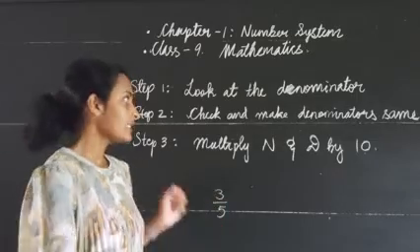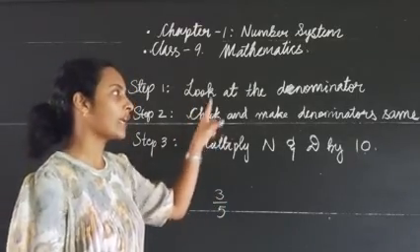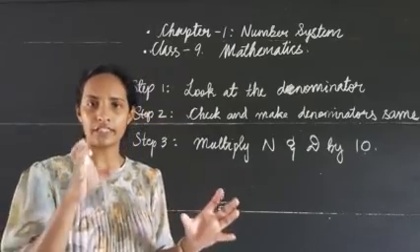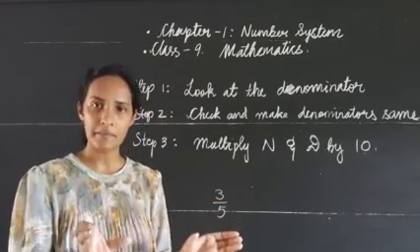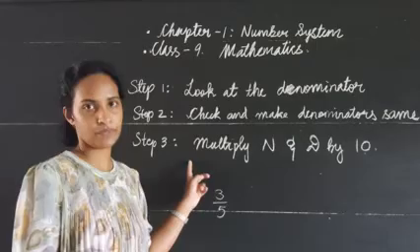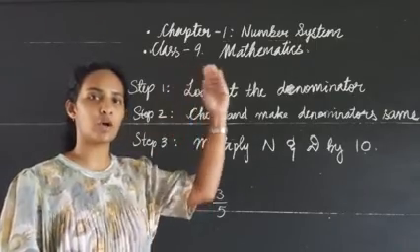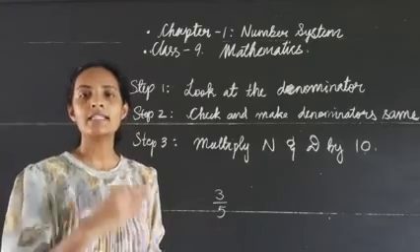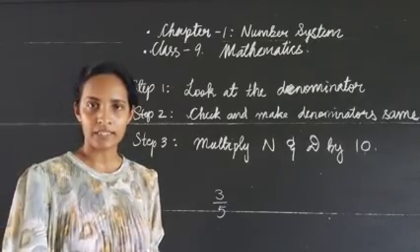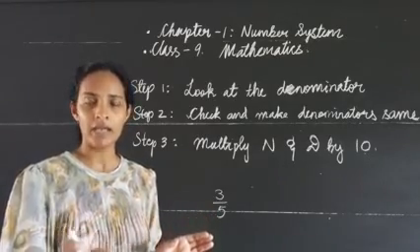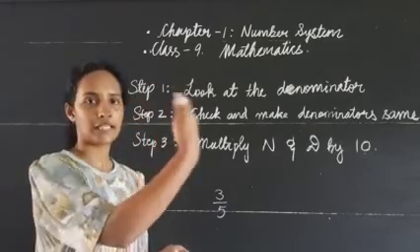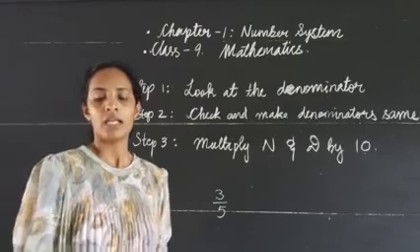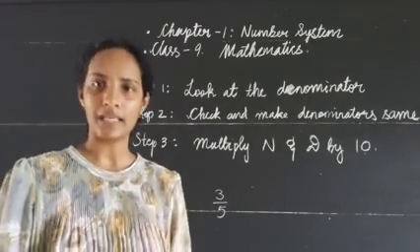Now, the second step tells us to check and make the denominators same. First we look at the denominator. If it is same, then we come to the third step, that is, we multiply the denominator and the numerator by 10. And if it is not same, then we make it same and then we multiply the numerator and the denominator by 10. Now, let's take some examples to make this clear.